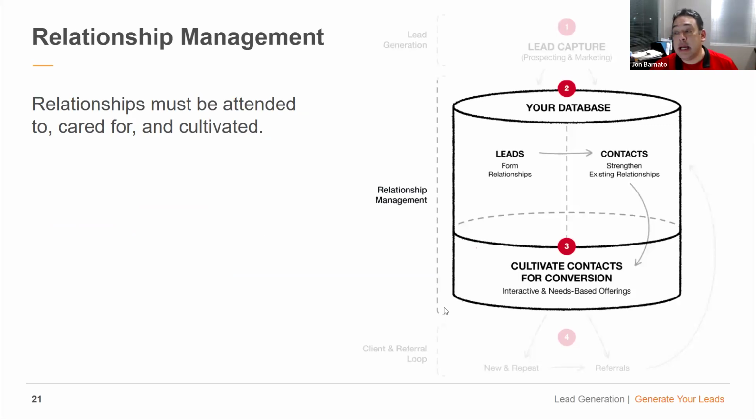Relationships must be attended to, cared for, and cultivated. Your database in Command is your business. If I was to say, sell me a business, I want to buy your business, the only thing I'm going to look at is your database, how it's selling, and how many referrals you get out of it. And I've had, in our business, trust me, in Keller Williams, other mega agents have sold their business to other agents on the strength of their database.